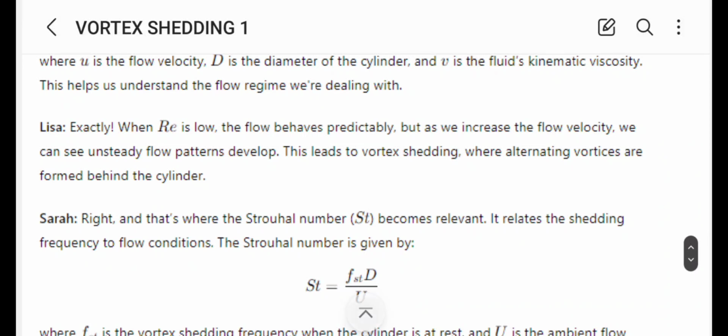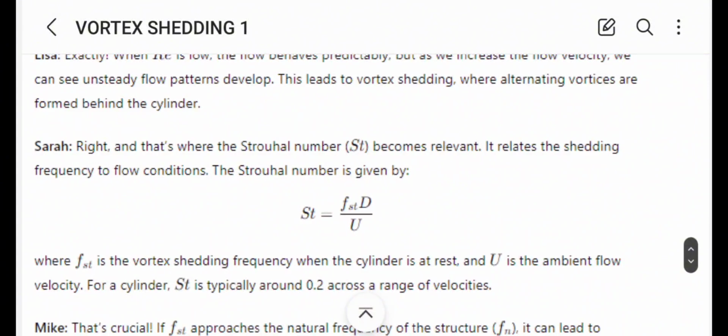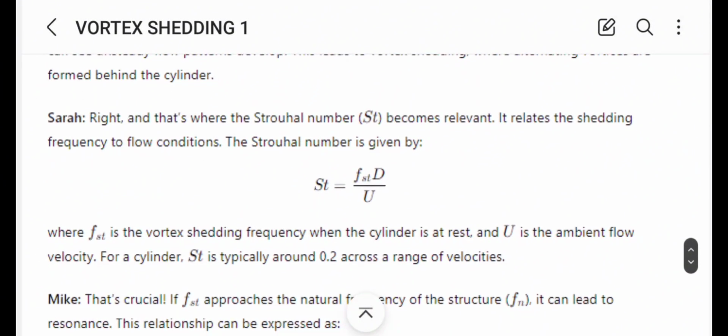But as we increase the flow velocity, we can see unsteady flow patterns develop. If the Reynolds number is going up, it can cause unsteady flow patterns. This leads to vortex shedding, where alternating vortices are formed behind the cylinder. Right, that's where the Strouhal number becomes relevant. It relates shedding frequency to flow conditions.